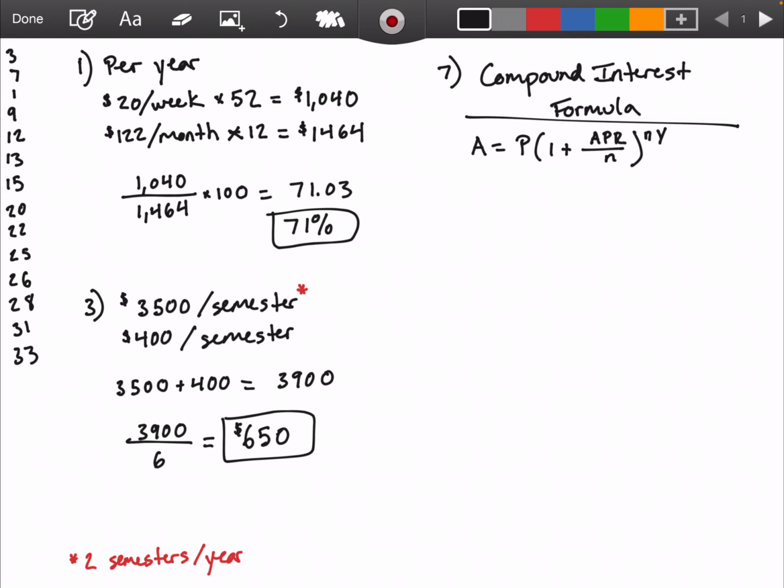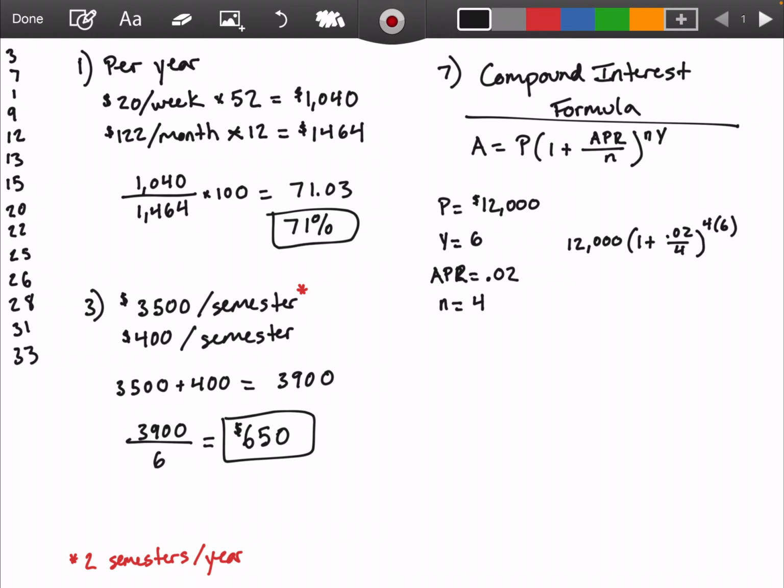So 12,000 is invested for 6 years, so Y is going to be 6. Y stands for number of years. APR is 2%, so it's 0.02. And N is how often it is compounding. This says it's compounding quarterly, so it's going to be 4 times per year. So I'm just going to plug this all in, all to the 4 times 6.